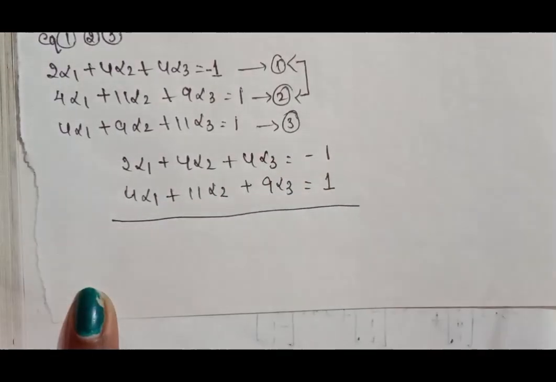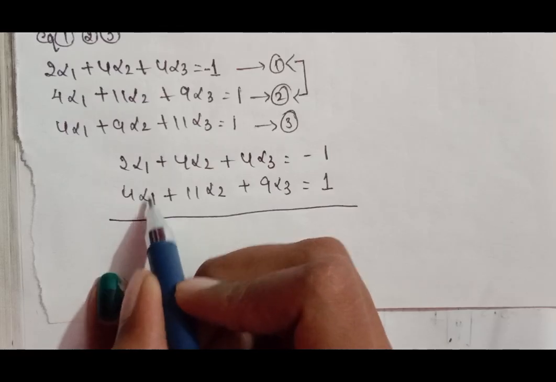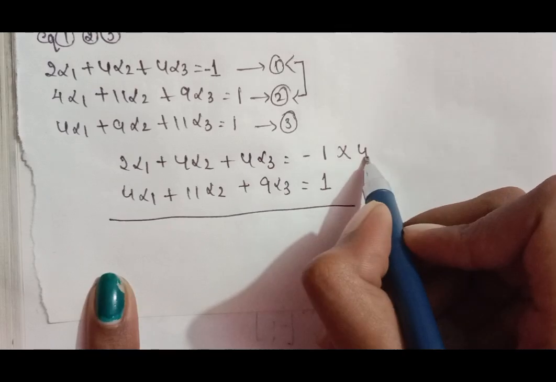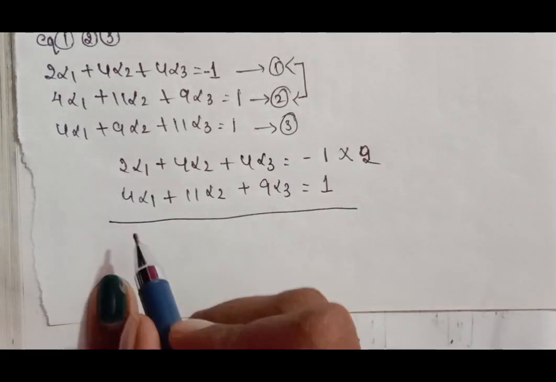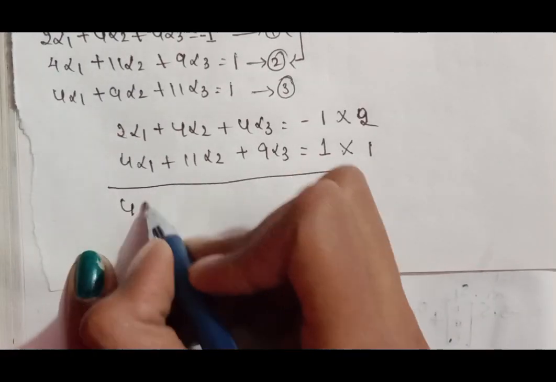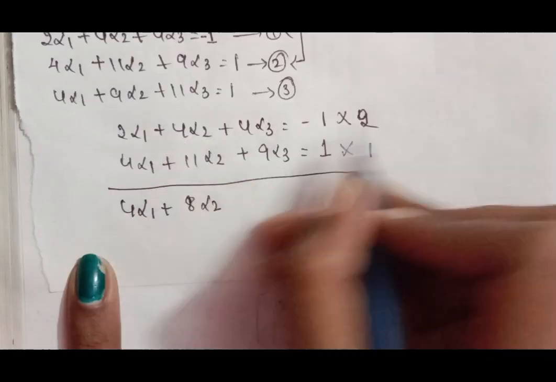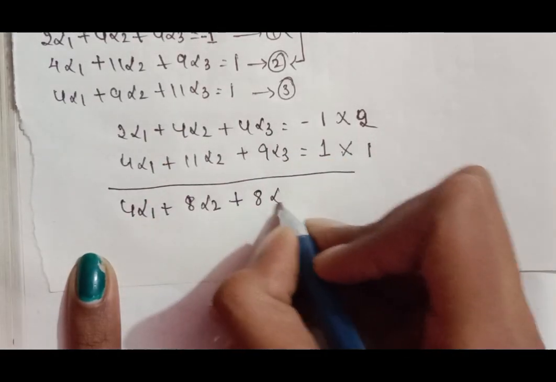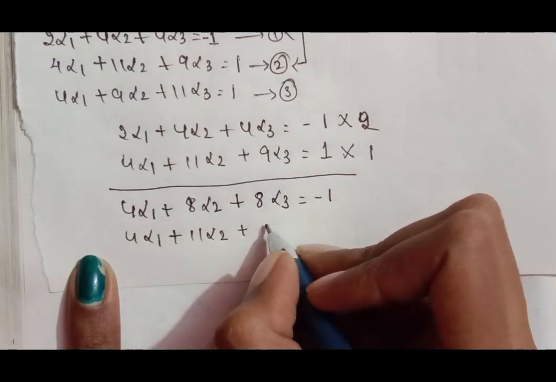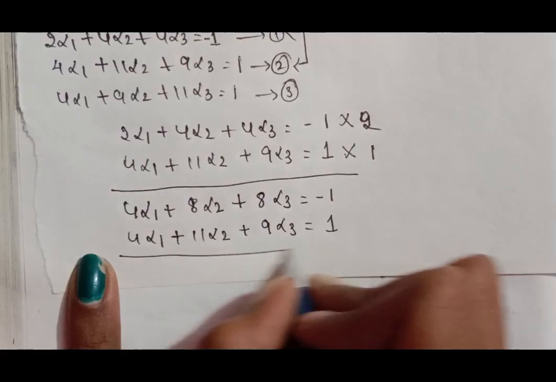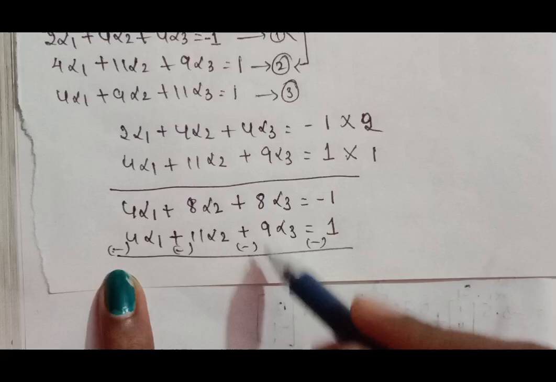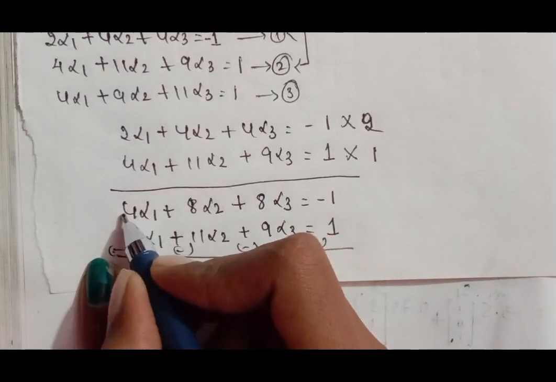I need to cancel the terms, so I take the common thing. I consider alpha 1 and make these two terms common. In order to make it common, I multiply this by 4. No, by 2, because 2 into 2 is 4. So this by 1. What happens here is 4 alpha 1, 8 alpha 2, 4 2s are 8 alpha 3 equals minus 2. Next, 4 alpha 1 plus 11 alpha 2 plus 9 alpha 3, which is equal to 1. Now change the sign. It is compulsory to change the sign of each term. So minus 4 plus 4 gets cancelled.